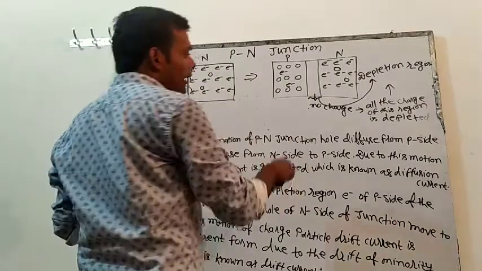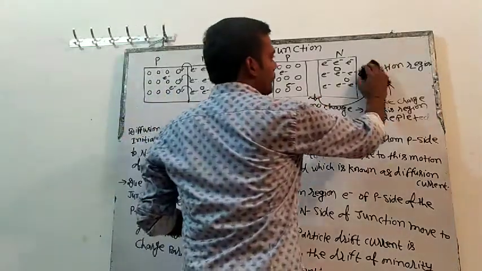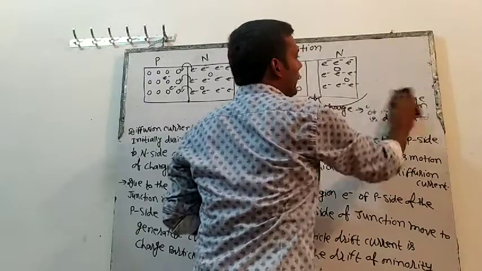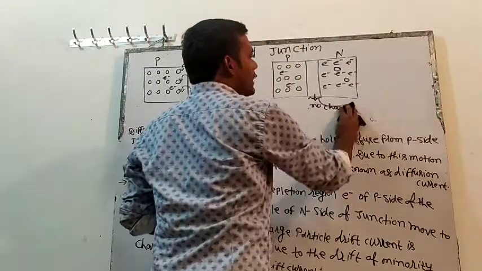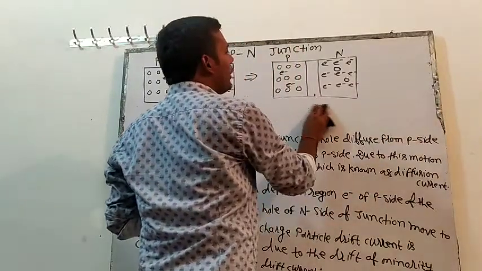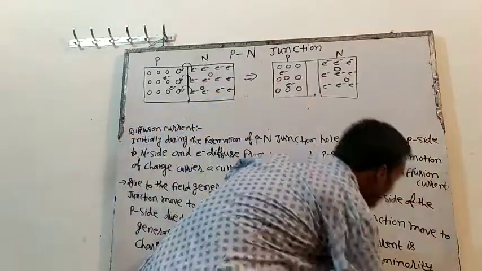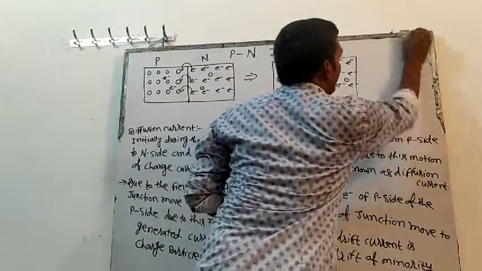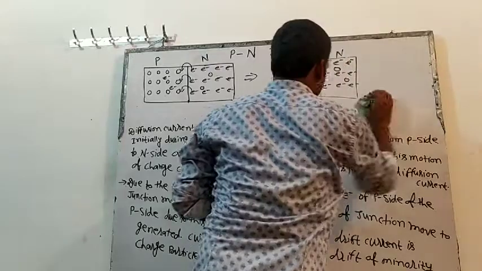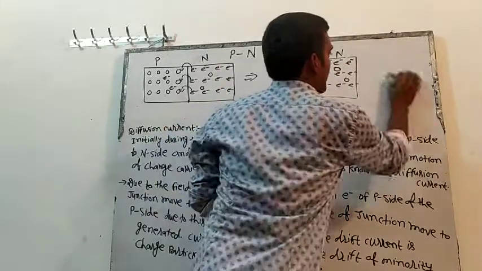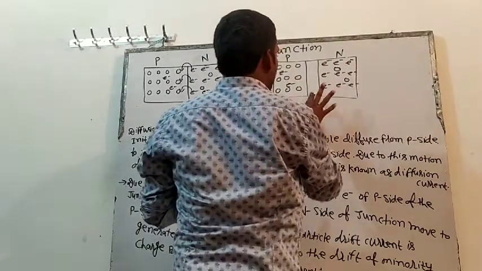So write it. Can I rub this one? So now you have understood the depletion region. The depletion region is a region where there is no net charge. Right? Okay. Now understand something more.